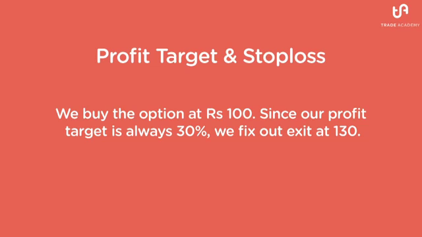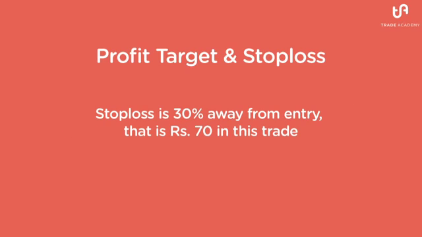Now, there are various ways of booking your profit, but in this method, we have a fixed exit. So if you enter at 300, you will sell 30% higher. In this case, you're buying at 100 rupees, so you add 30%, that's 130, which becomes your profit target. Our stop loss is also the same. It's 30% from entry and will be placed at 70 rupees.